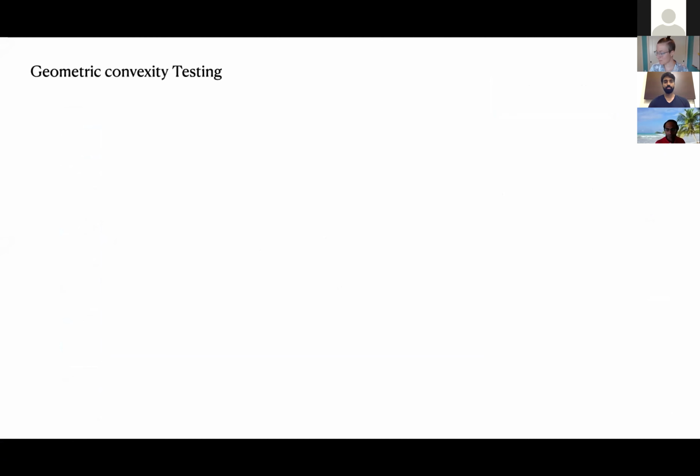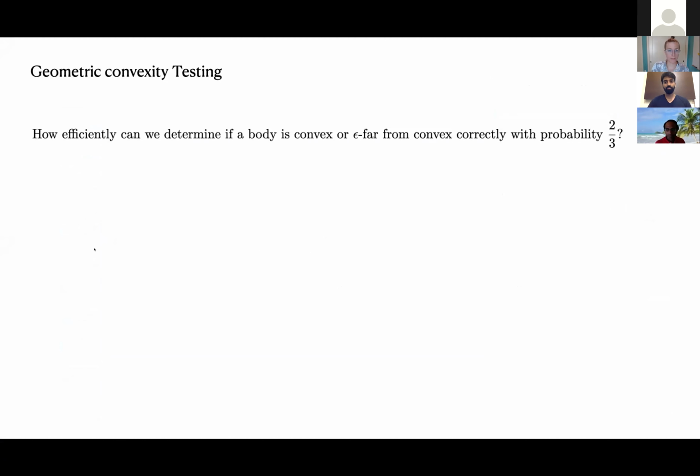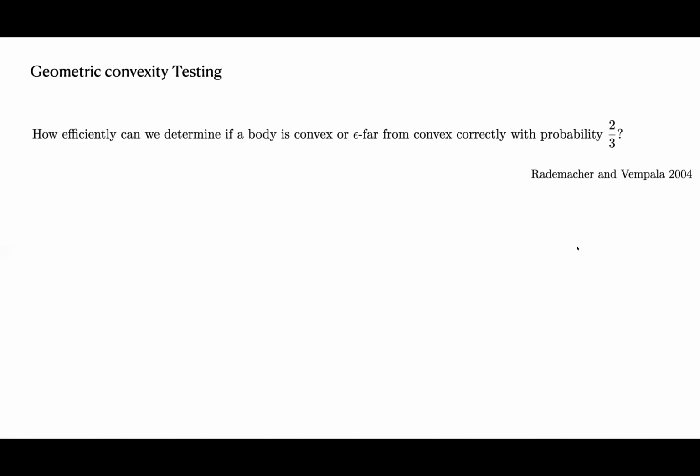Let me start the talk by introducing the problem of geometric convexity testing. The problem statement is really simple. How efficiently can we determine if a body is convex or epsilon far from convex, correctly with probability 2/3? This question was first asked by Rademacher and Vempala in 2004, but unfortunately, not much progress has been made on this problem since then, and the problem still remains widely open. We are hoping that after our paper, more people will be interested in the problem, and we make satisfactory progress pretty soon.